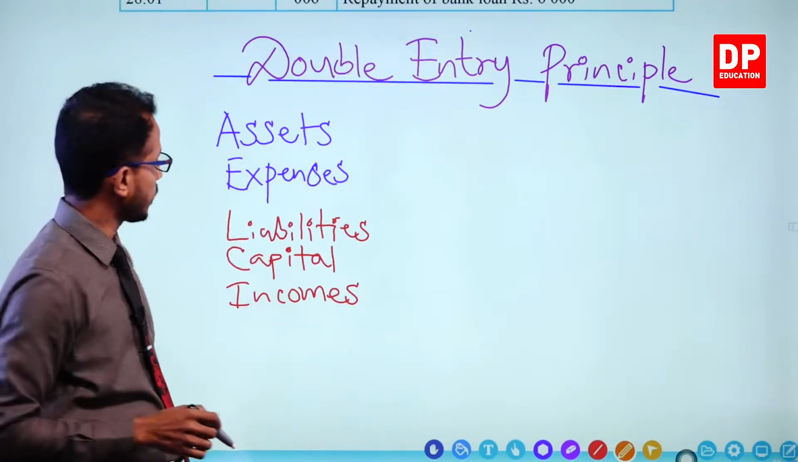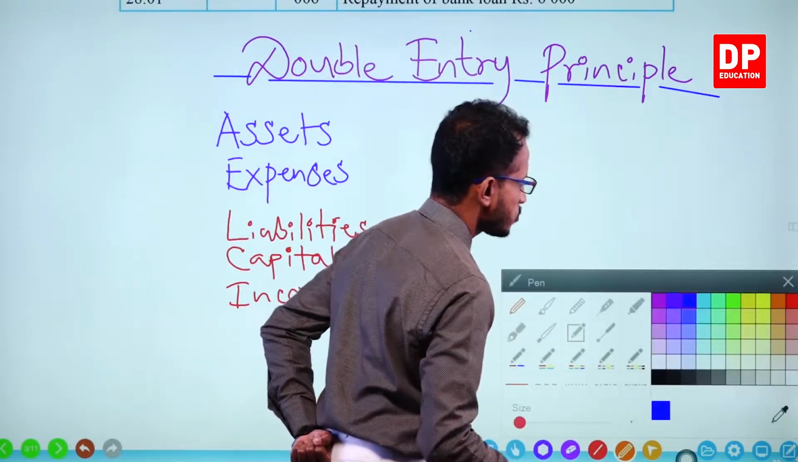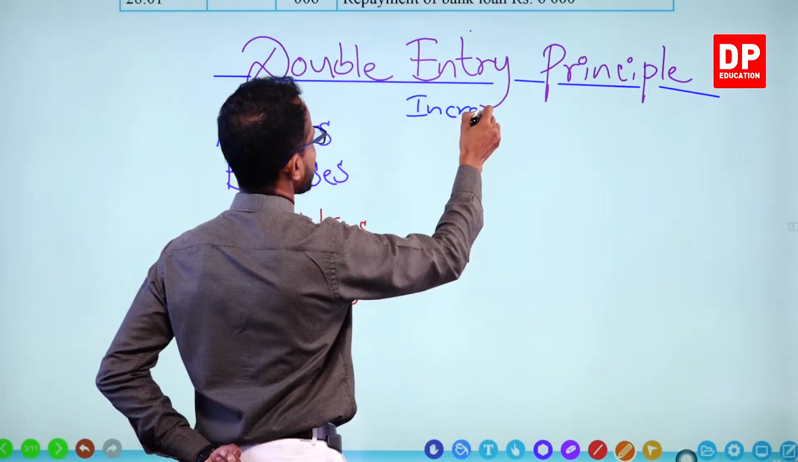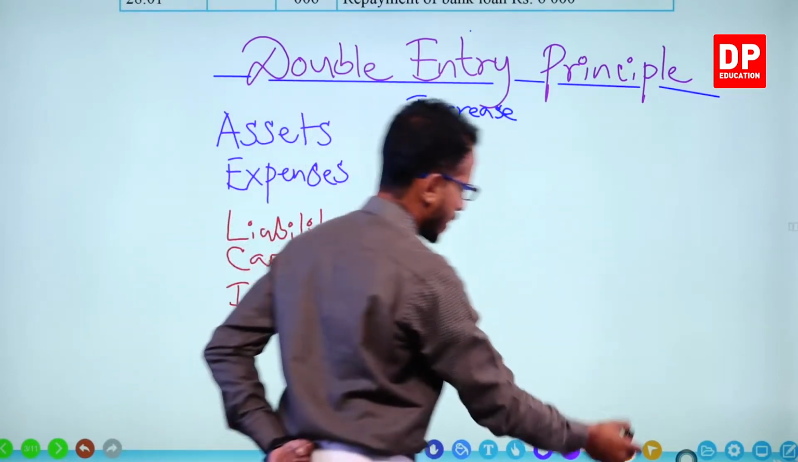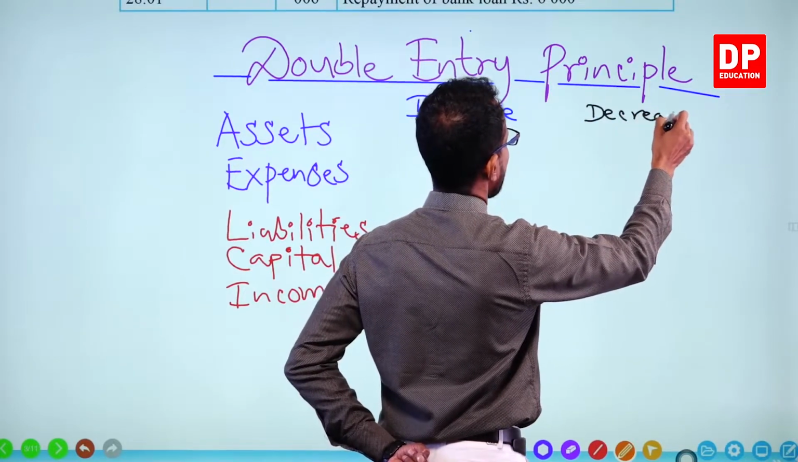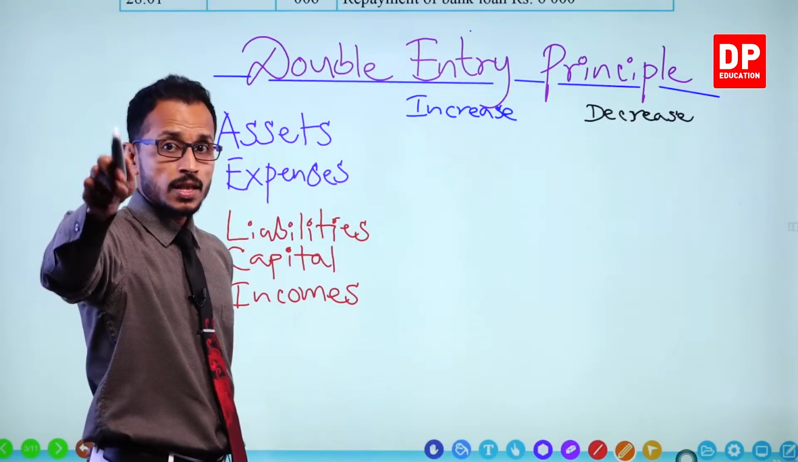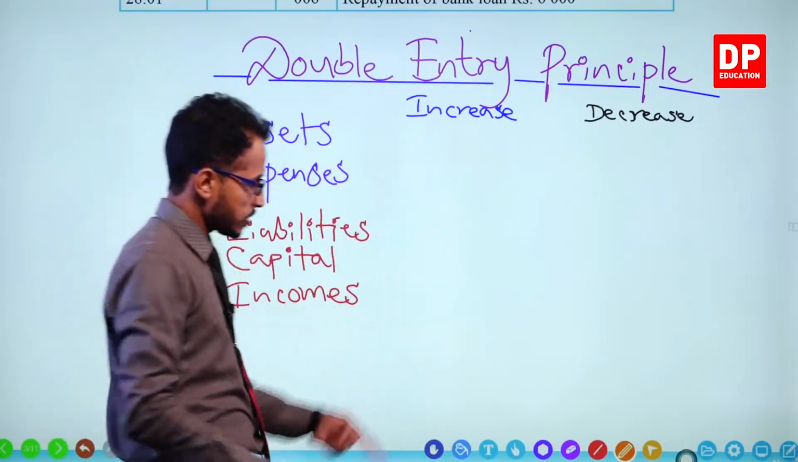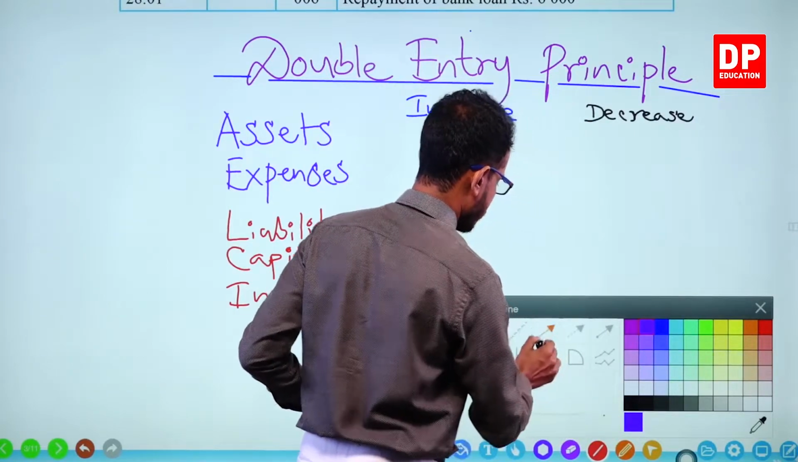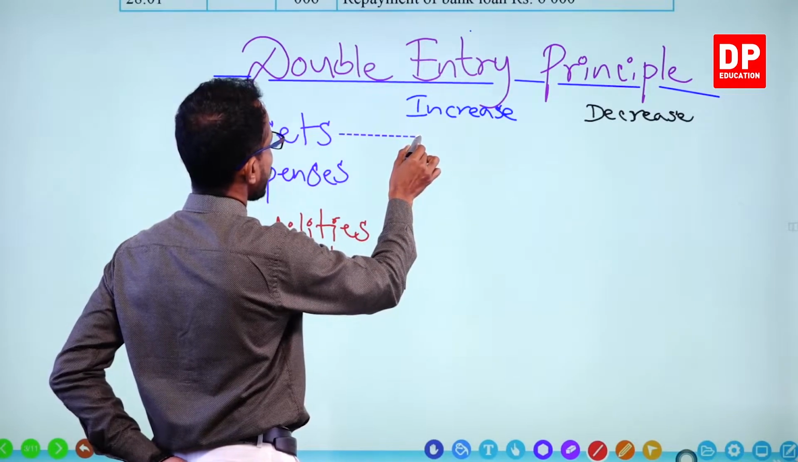Liabilities, capital and incomes together. That's right. We'll use the increase-decrease approach. Increase and decrease. Now it's your turn. Now you tell me. If assets increase, debit or credit?